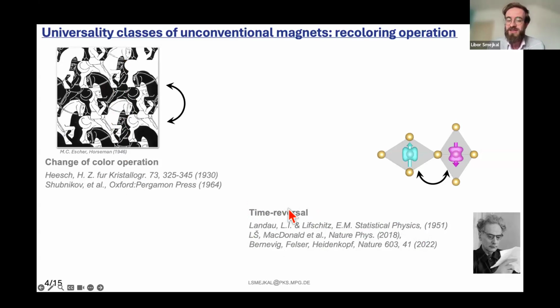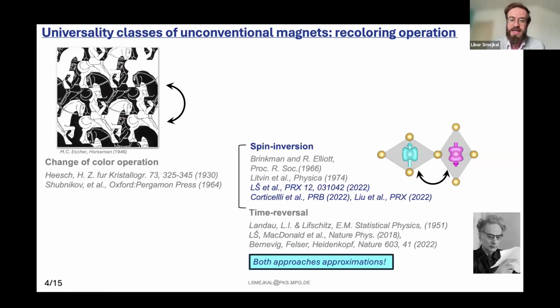However, it turns out that there exists yet another possibility of how to do it, and instead you can look into spin inversion, as the initial ideas were laid in these articles. And today I will show you actually that both of these approaches are approximations, and depending on what you want to study, there can be different levels of usefulness in them. And particularly if you want to study the different types of spontaneous symmetry breakings by these magnetization densities, it's very useful to use this spin inversion framework.